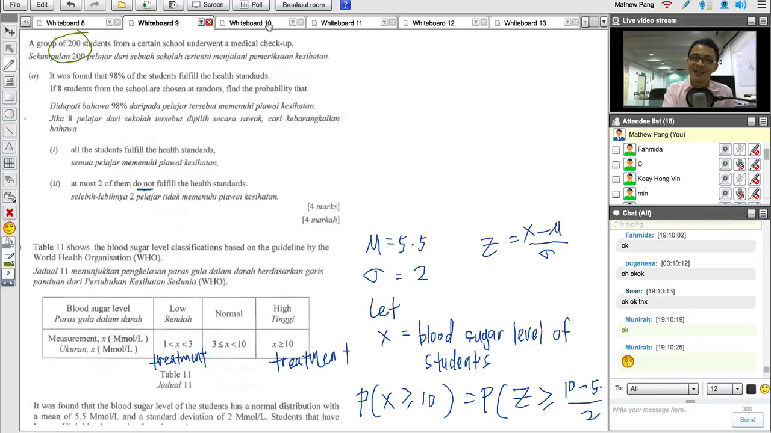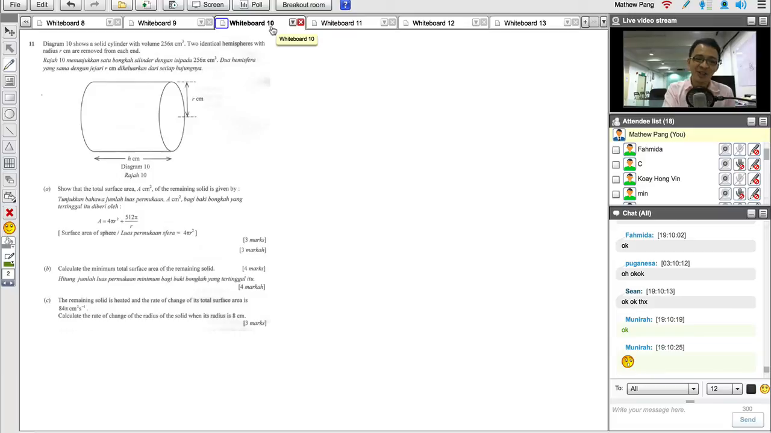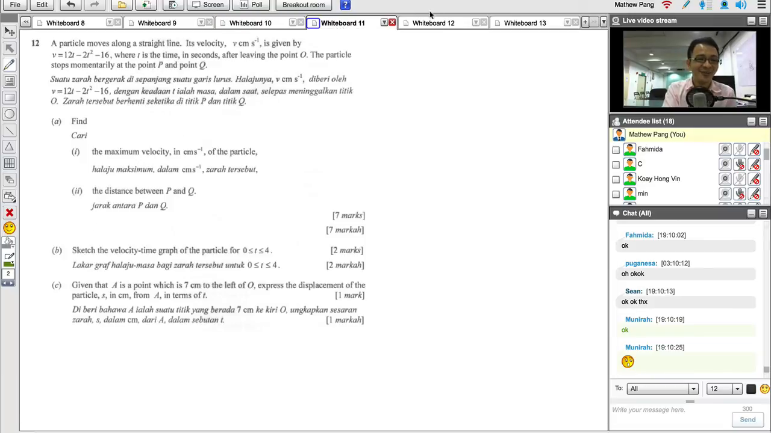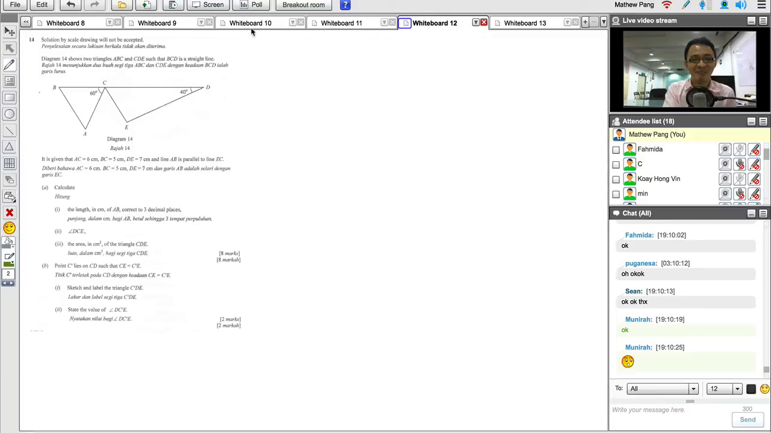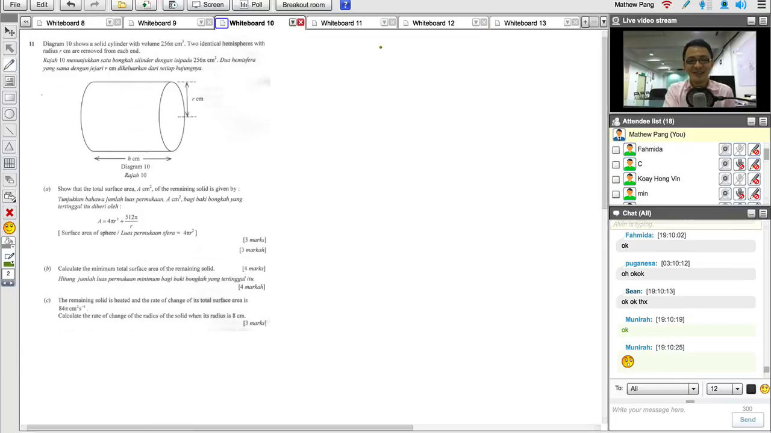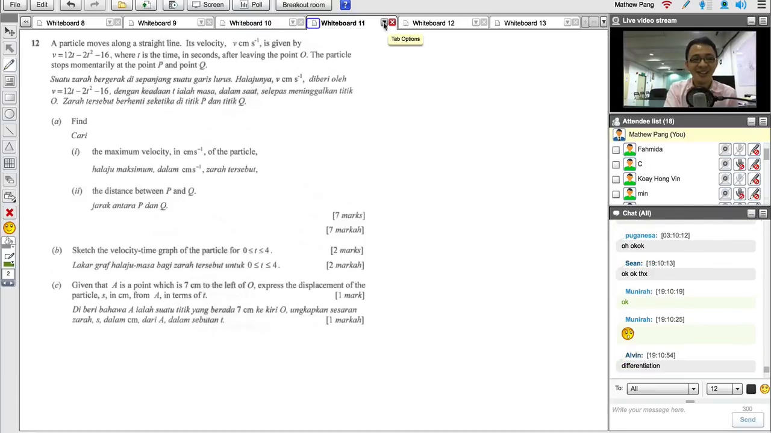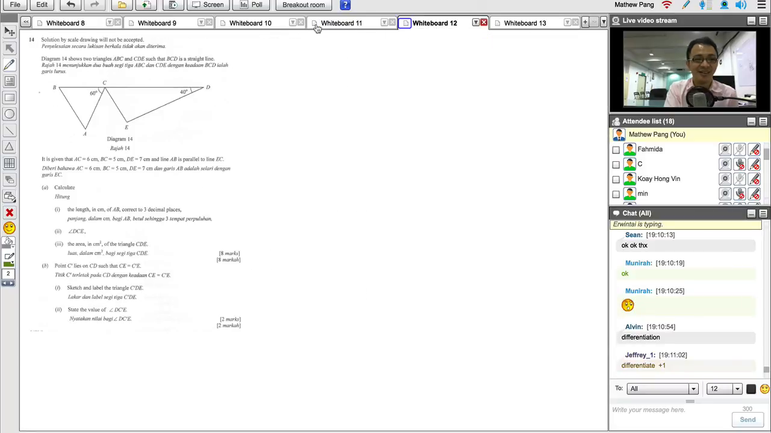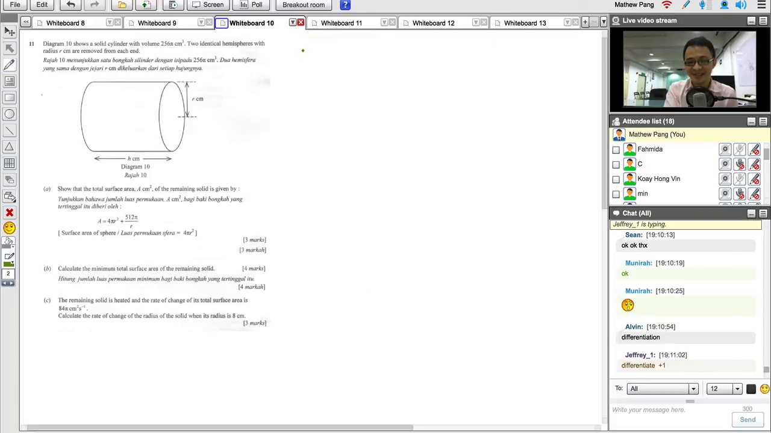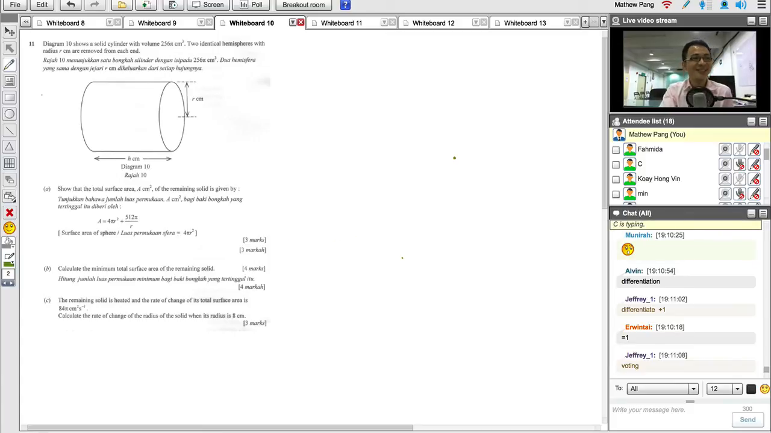Okay, on the last question, we have differentiation, motion along the straight line, or solution of triangle. Maybe you just choose one of them, because of the time. Which question do you hope I discuss here? Differentiation, motion along the straight line, or solution of triangle? Since a lot of students want differentiation, maybe we discuss differentiation.